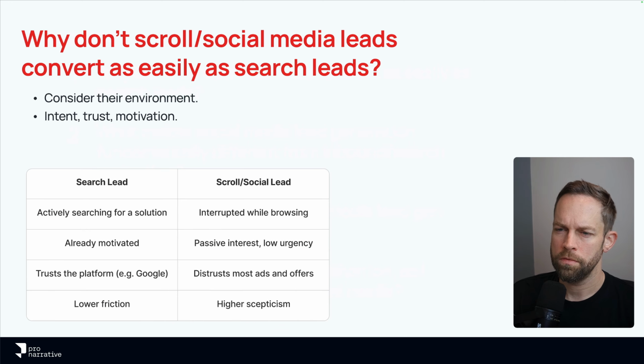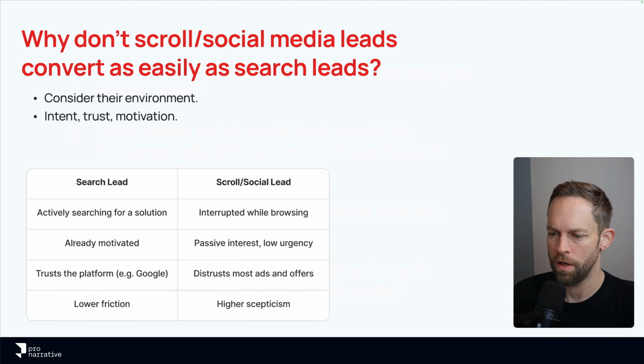Number 1, why don't scroll or social media leads convert as easily as search leads? And what we've got to do here is consider the environment in which we are pulling these leads from. So in a search environment, and I've alluded to this already, search leads are already actively searching for a solution. And what that means is they're in a different mindset, as opposed to the scrolling environment where we're showing ads to people who aren't searching.